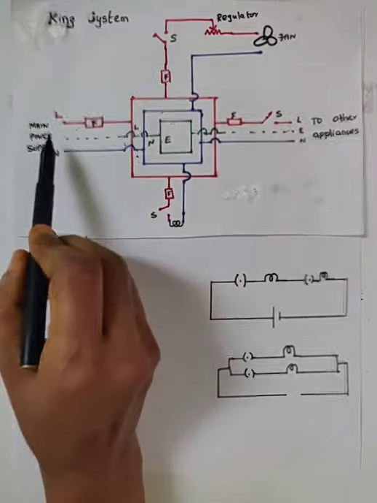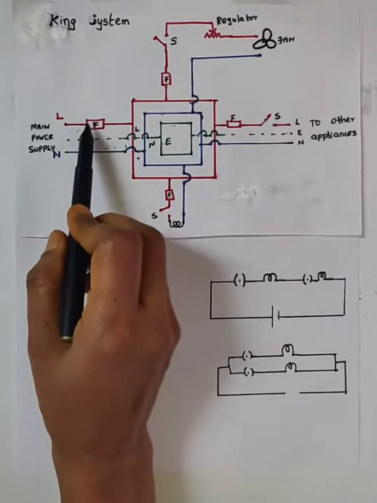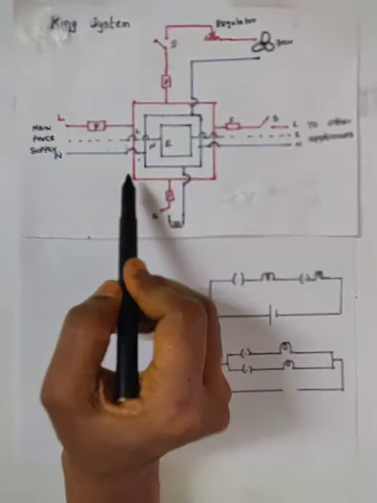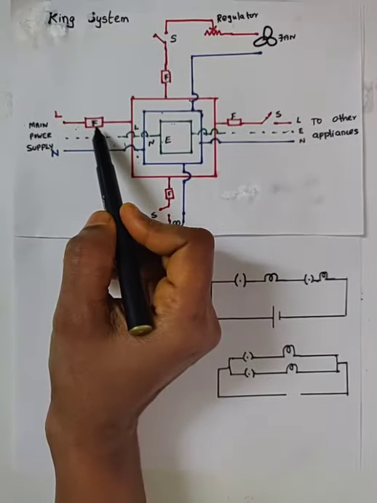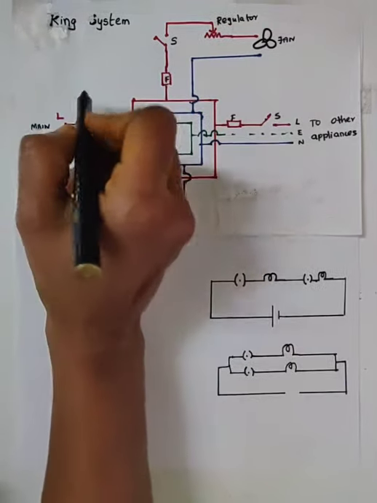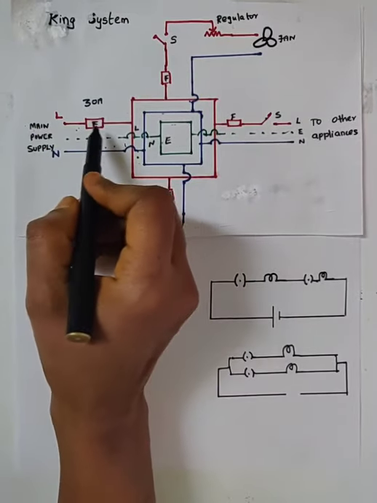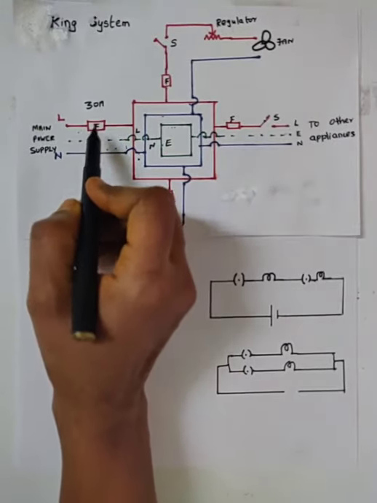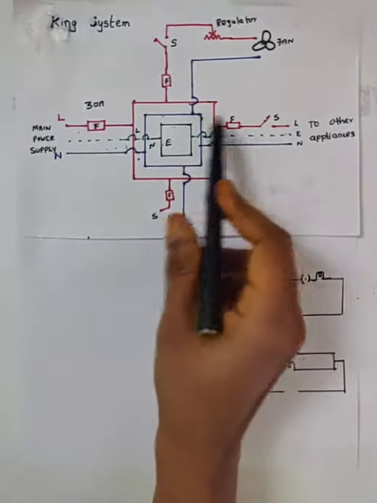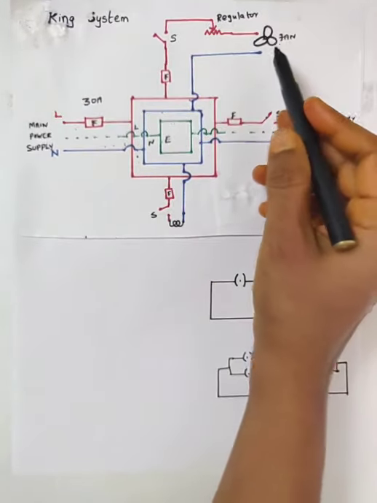In this system, the live wire from the distribution box has a fuse connected in it before it forms the ring. This fuse is called the main fuse, which is connected in the live wire and has a current rating of about 30 ampere. Now in this ring system, in this given circuit, I have connected a bulb and a fan.